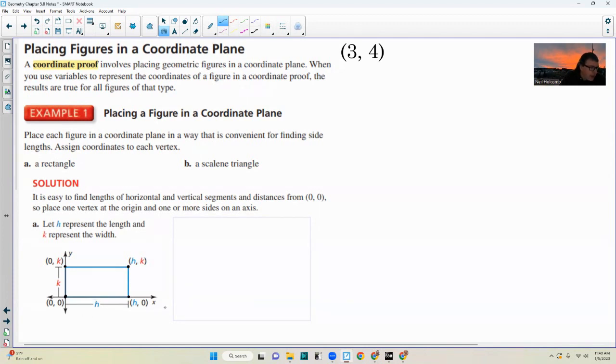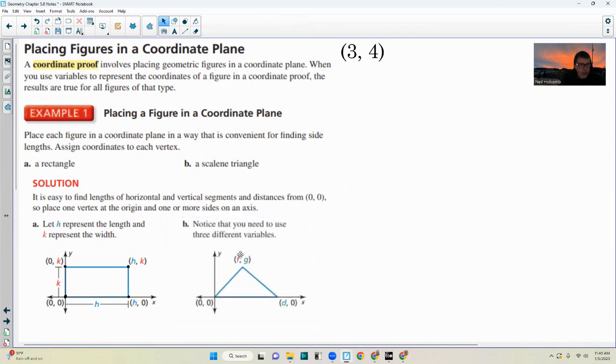All right, so here we go. Next one, the scalene triangle. So again, notice we put it in the corner, put baby in the corner, and put one side on one of the axes. So they chose to put it on the x-axis, and they said we have to use 3 different variables here. So we have the point 0, 0, and if this is a distance d, they're calling that d. And then there's another point here. Well, it isn't over d, it's not as far. So f is less than d, if that makes sense.